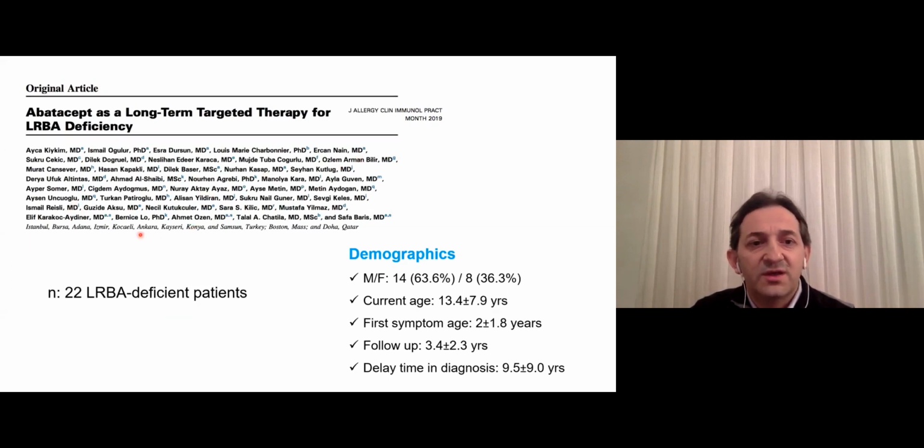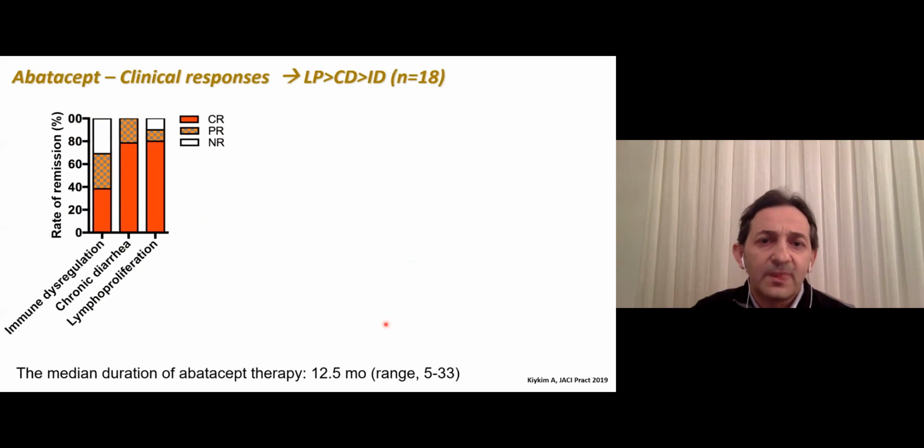2019. So we investigated the efficacy of abatacept in LRBA deficiency, and there were 22 patients also coming from different centers. As you see, mainly those patients are males. The current age, the mean, was 13 years. And there was a delay in the diagnosis, with a mean of 9 years in this cohort. So we had 18 patients receiving abatacept, and the median duration of the abatacept therapy was 1 year.